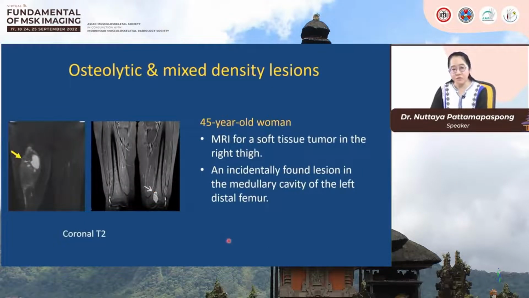Let's move to cartilaginous lesions. This is a lady who presented with a soft tissue tumor on her right thigh, but she has another lesion on her left thigh.